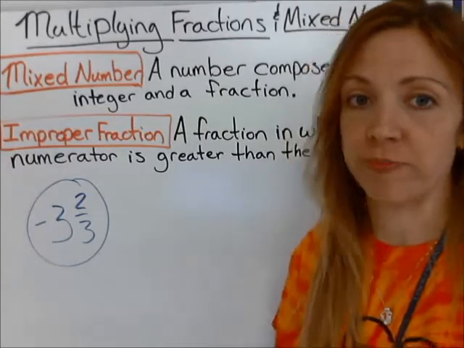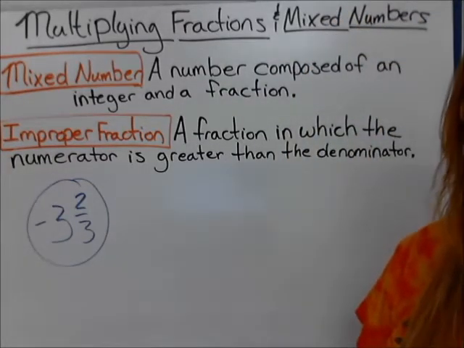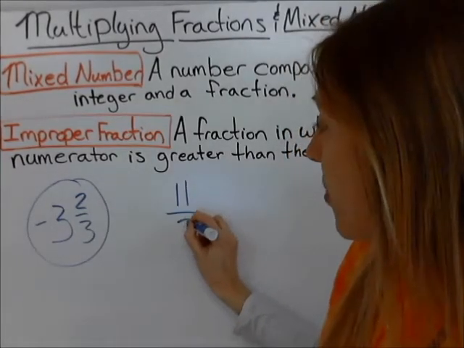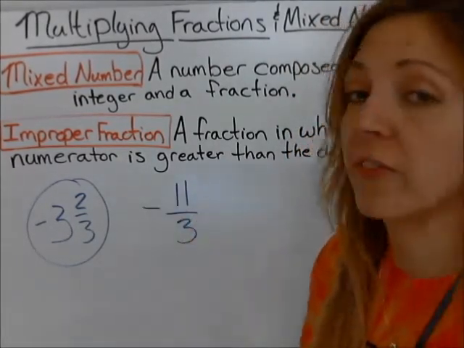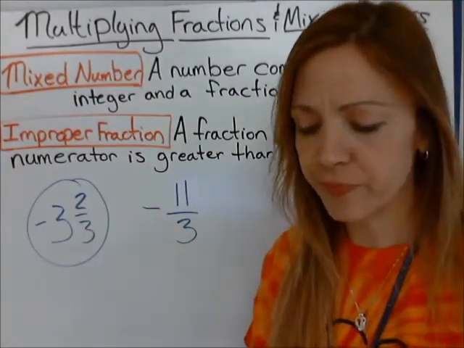An improper fraction is a fraction in which the numerator is greater than the denominator. So 11/3: the numerator is greater than the denominator.